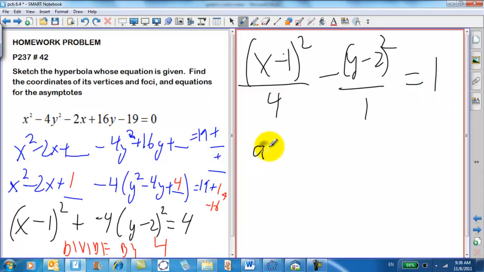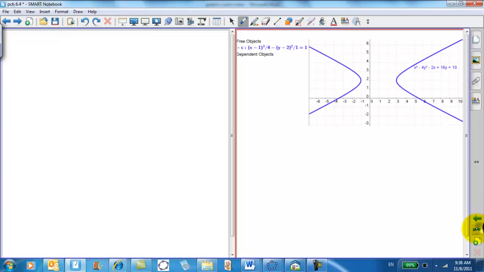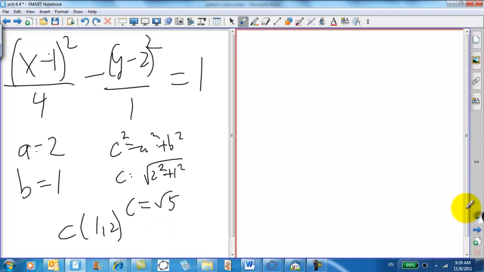And so our a is the leading one, that's 2. b equals 1. c squared equals a squared plus b squared. So c equals the square root of 2 squared plus 1 squared. So c is equal to the square root of 5. So we should be able to locate things. We also have our center at 1, 2. And I believe I have it graphed out for us here.